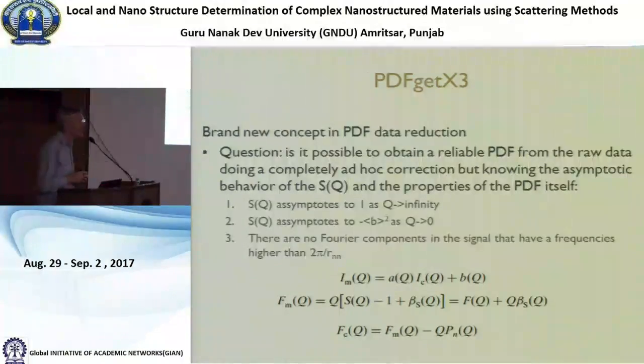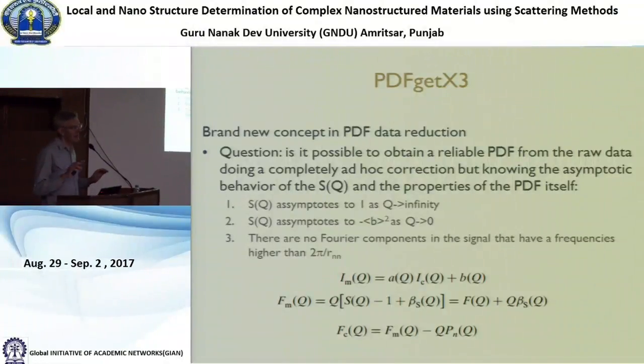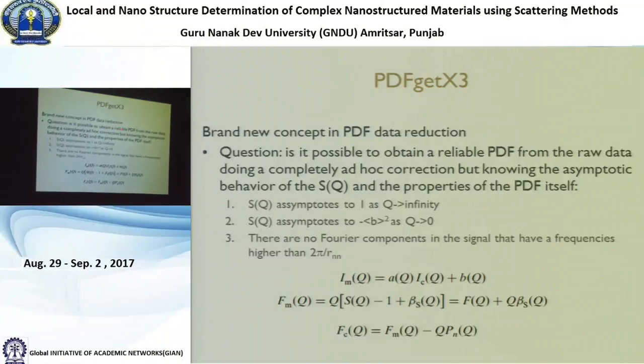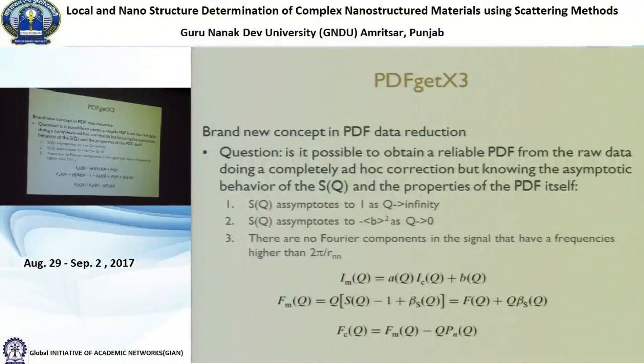And so I had the idea that maybe we don't need to do these corrections at all. Maybe we can do a completely ad hoc correction where we just use that button and we don't even tell anyone about corrections. The multiplicative corrections we still have to do, like the multiple scattering, but all of the additive corrections we can take care of automatically. So the question was, is it possible to obtain a reliable PDF from the raw data doing a completely ad hoc correction, but knowing the asymptotic behavior of the S of Q and the properties of the PDF itself?